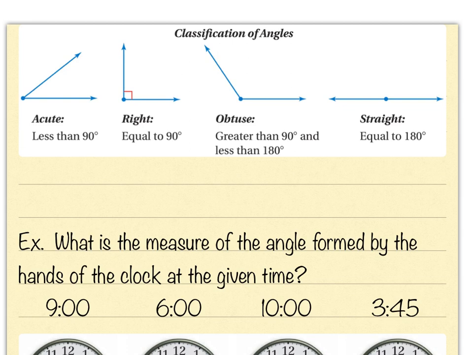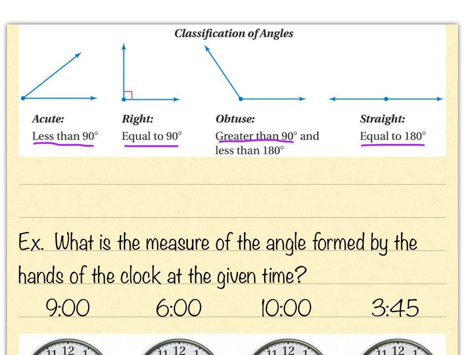And acute angles are angles that are less than 90 degrees, so like a cute little angle. We've got right angles, which are exactly equal to 90 degrees. Obtuse angles, which are greater than 90 degrees, but less than 180, because if it's exactly 180, we call it a straight angle, and 180 degrees forms a straight line.